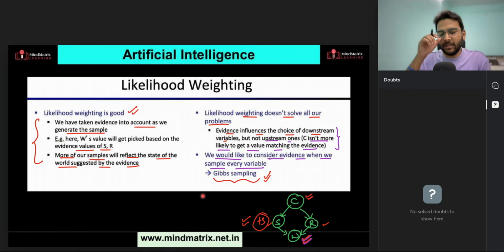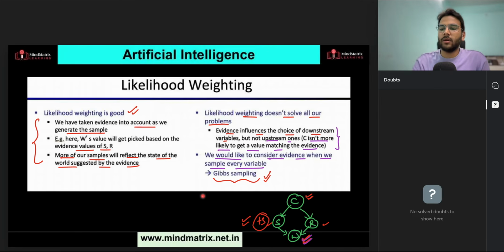We started from prior sampling, then rejection sampling, because we have questions with conditional evidences given to you. We saw the problem in rejection sampling also. Then we proceeded to likelihood weighting. Now we are seeing some more problems because it is not solving all our problems. So we are going towards another approach, which is Gibbs sampling. Is this clear? Any doubt, anyone? If you have any doubt, please ask.